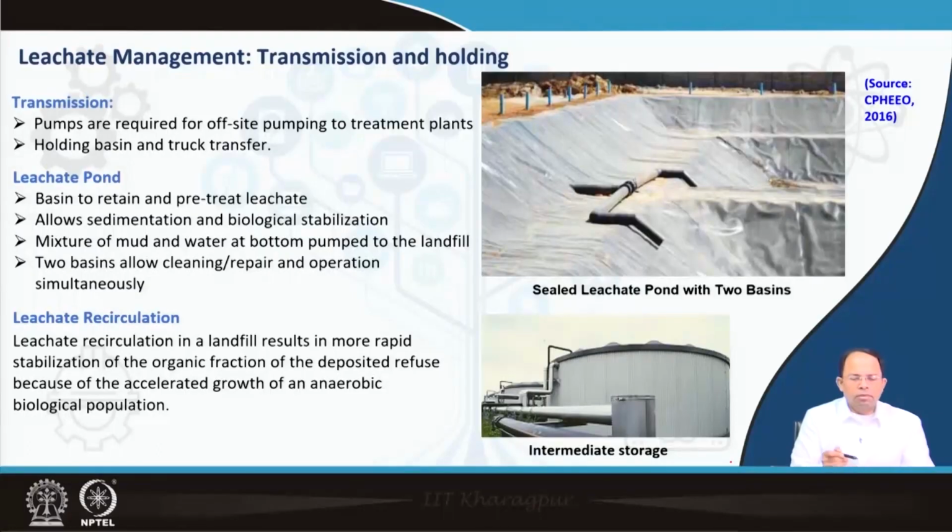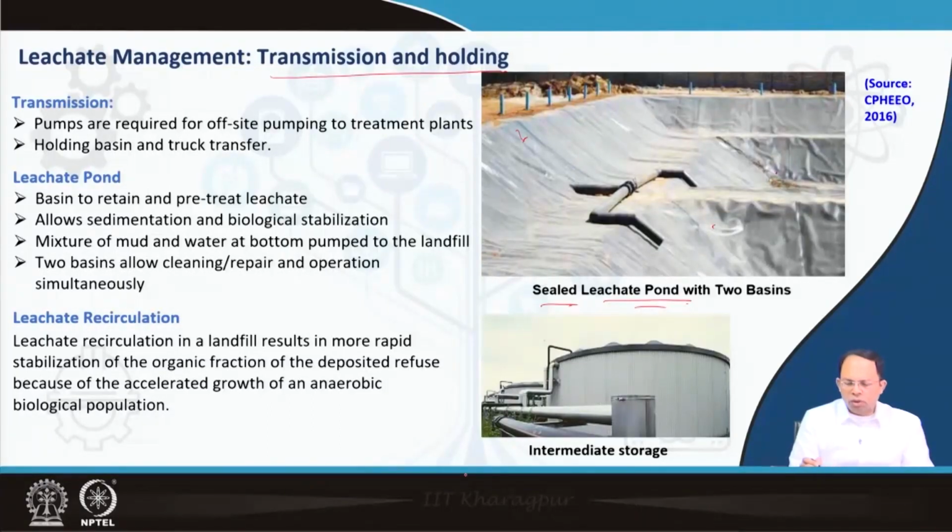So of course, leachate before it is transmitted has to be held for some time. So for transmission and holding, we create these leachate ponds. These are sealed ponds. As you can see, HDPE layers are given so that it doesn't mix into the surrounding soil, and usually 2 basins are created so that at least one is always operational, so we can clean or repair one, whereas the other could be kept operational, right? So this is what is being shown over here.